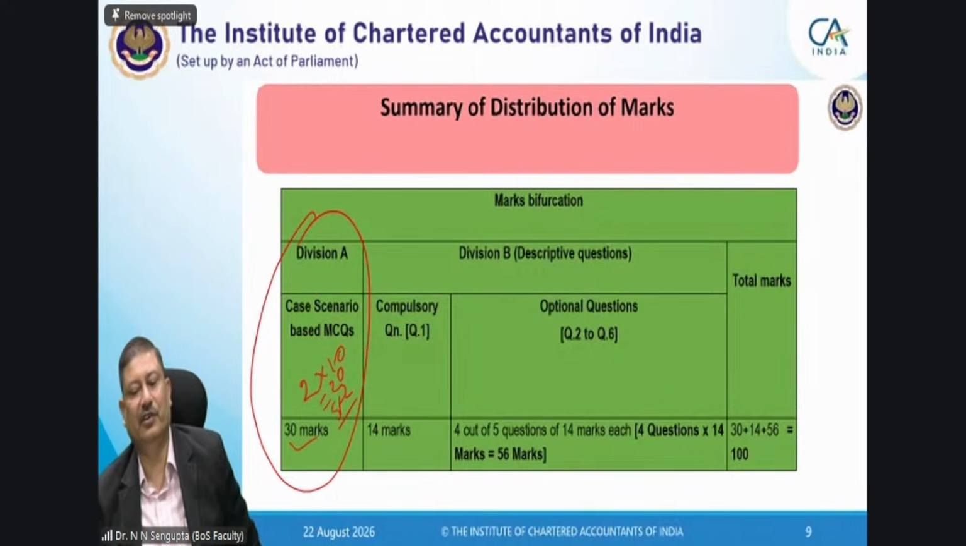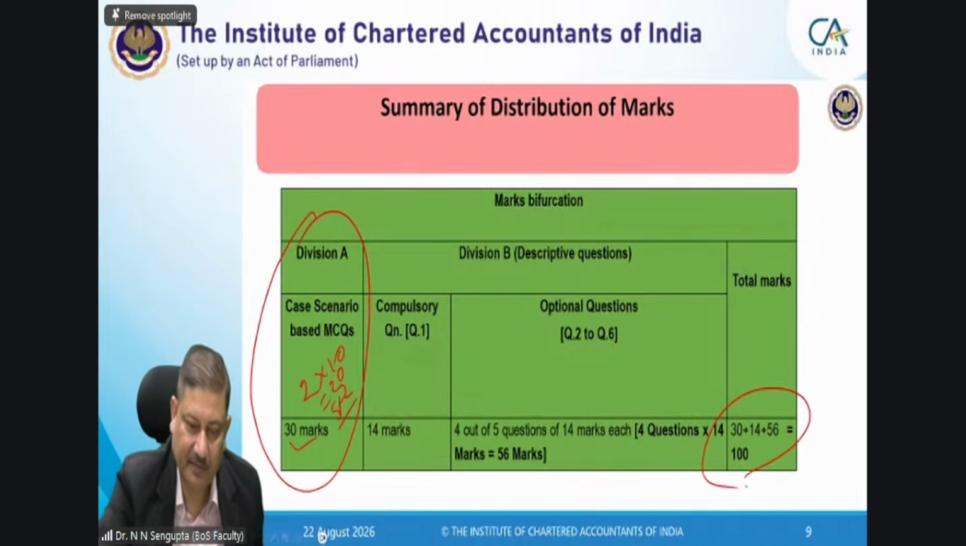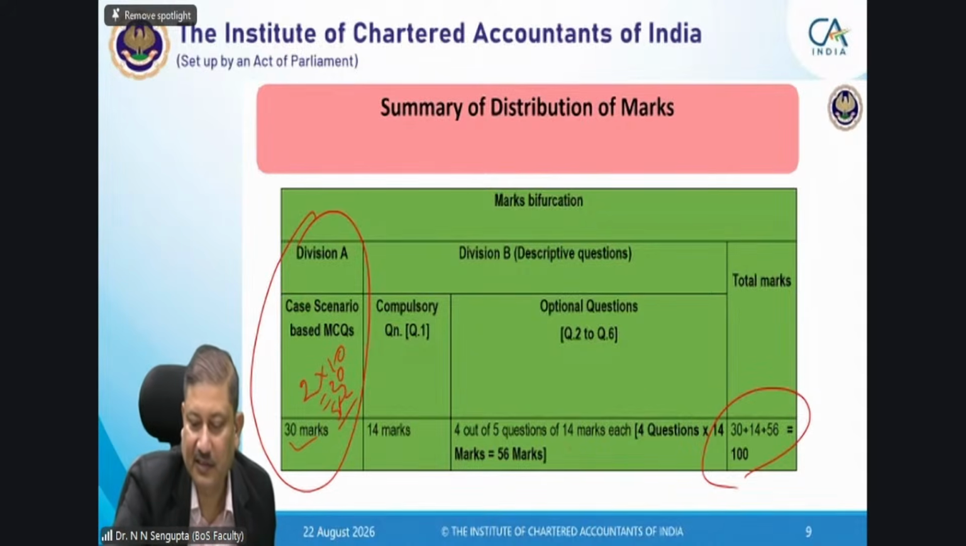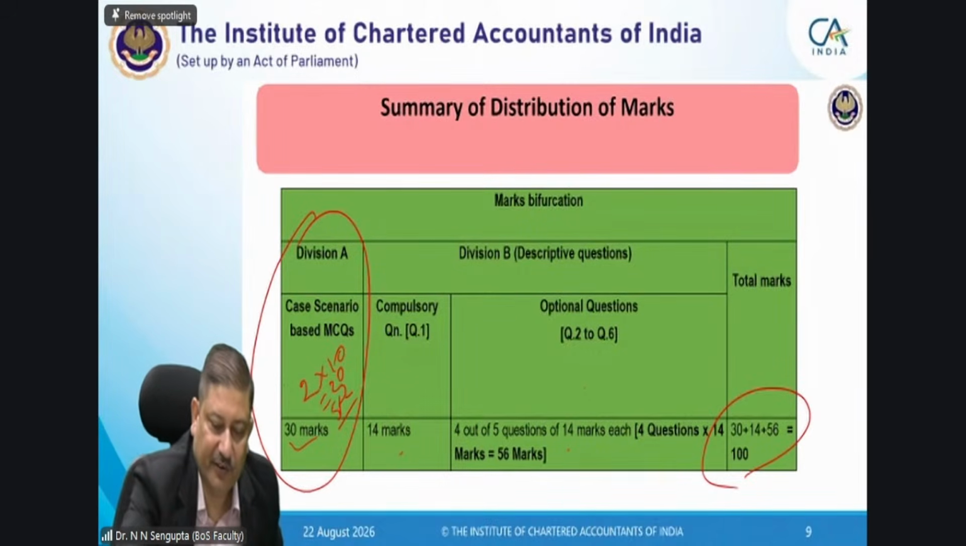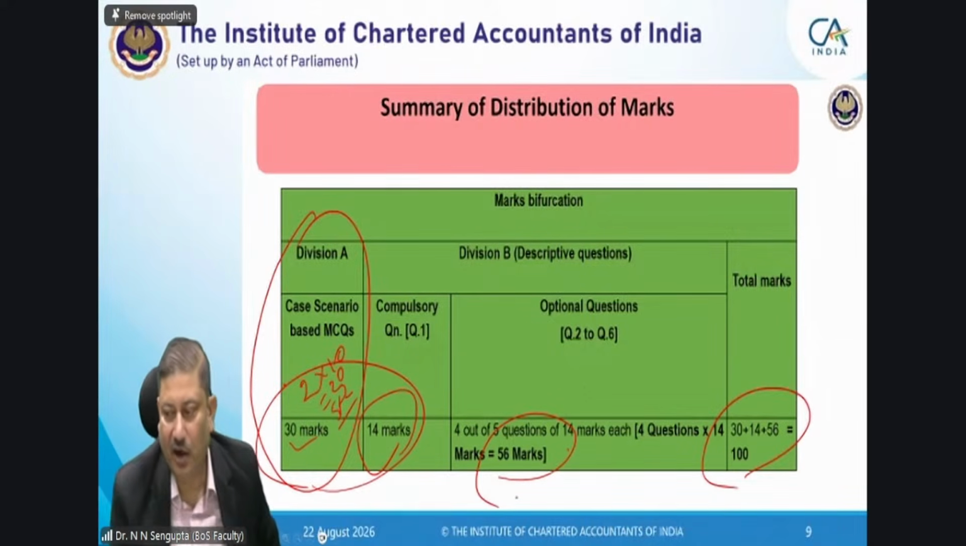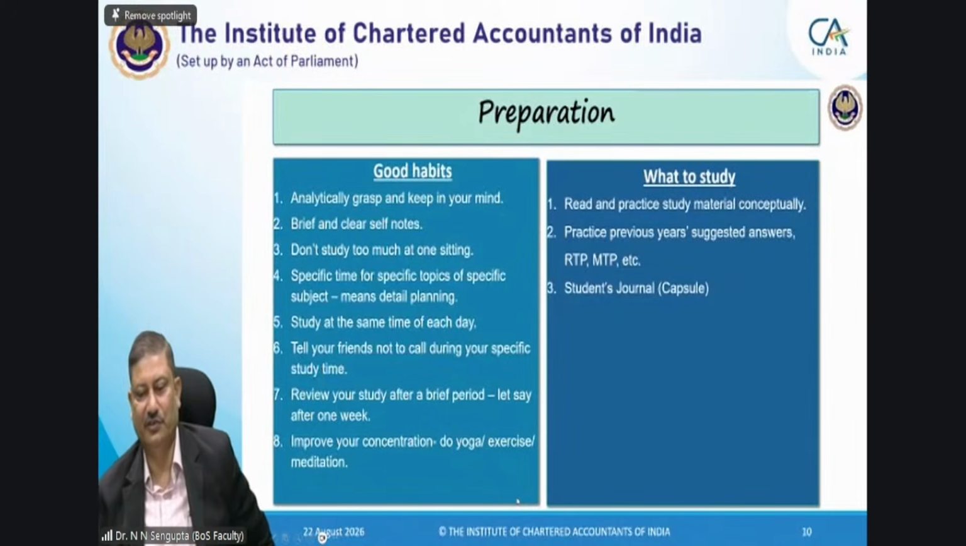Then in the optional questions, question 2 to question 6. So 4 out of 5 questions of 14 marks. So 4 questions into 14 marks, that is 56 marks. So the combination of these three will be the 100 marks. So 30 and this part will be the 70. So 30 and 70 is basically the overall thing. Out of the 70, 14 is compulsory. So this 44 marks is compulsory. And out of this 56 marks, there will be one optional question, that is the last question.